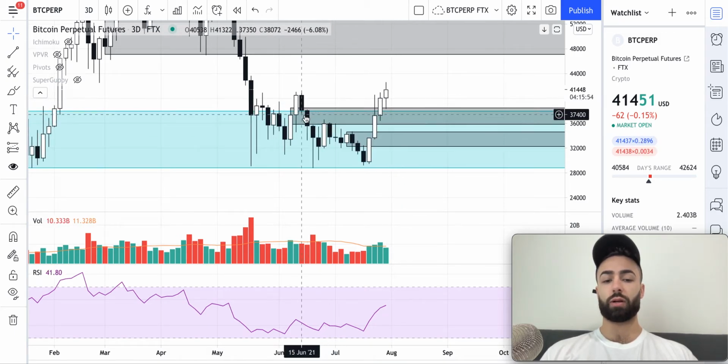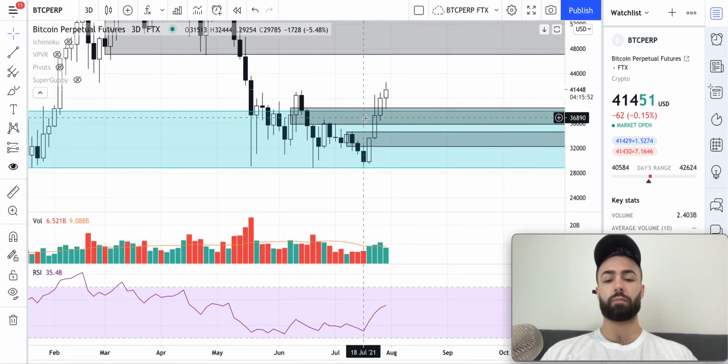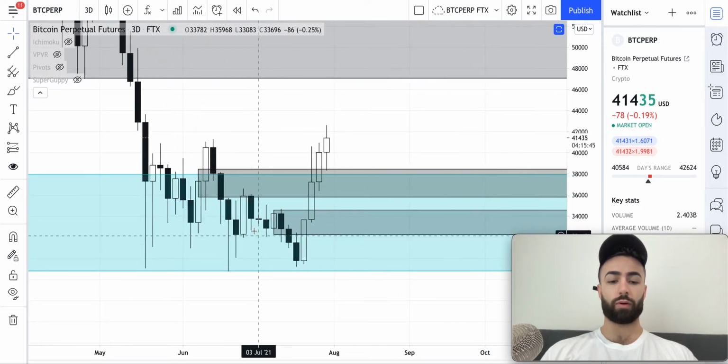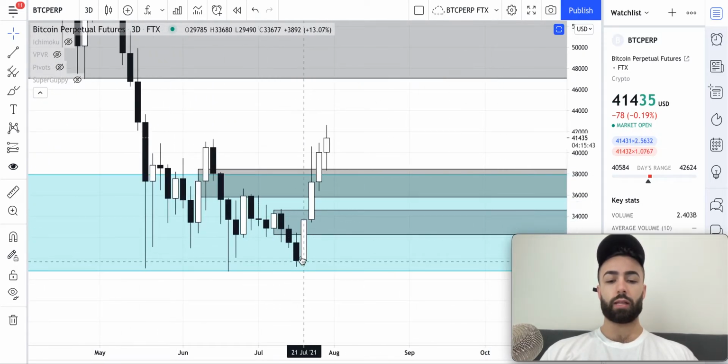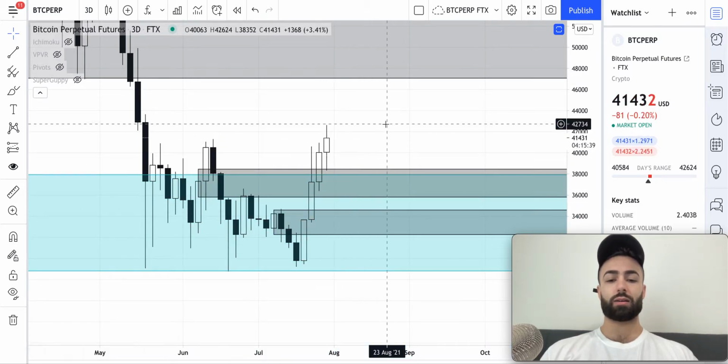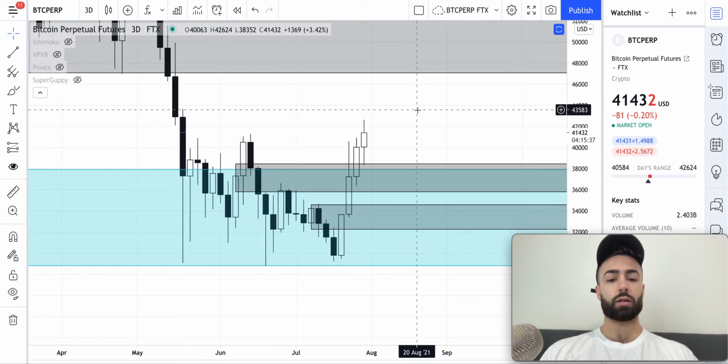We have support here, this gray zone, which I'm going to talk about in a minute. We also have this 3-day support zone down here. And this is our support zone from where we had our bear trend here. And then we pushed right through this zone. So this will potentially be a support zone on a retest, right around 34,600.